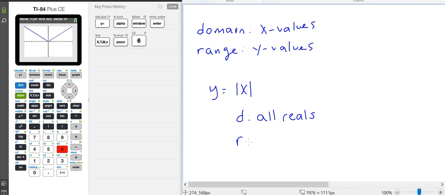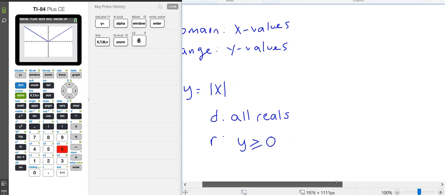The range, however, notice that we have no y values in the third quadrant and in the fourth quadrant, and we never will. We're never going to go below the x-axis for this graph. So the range is all y values that are greater than or equal to 0. Let's look at another one.